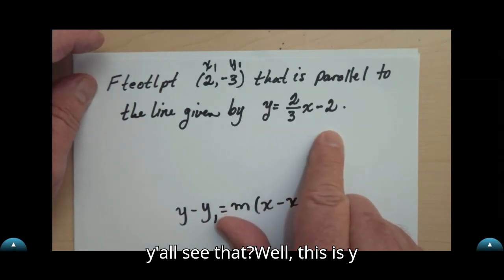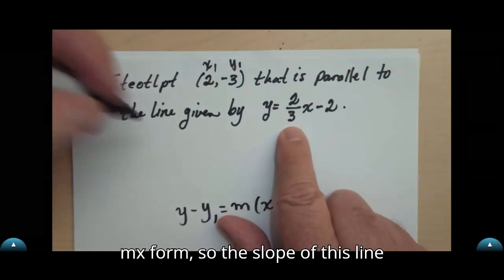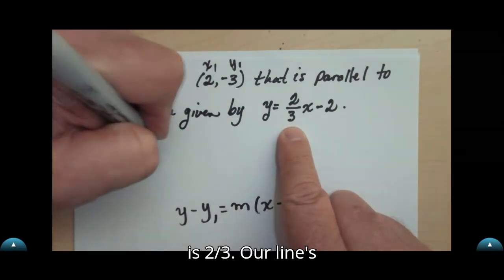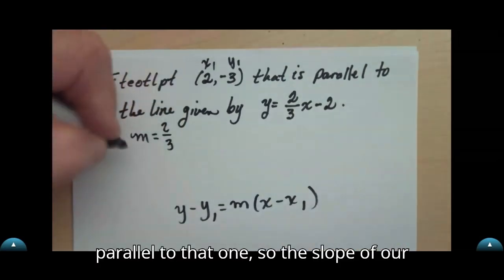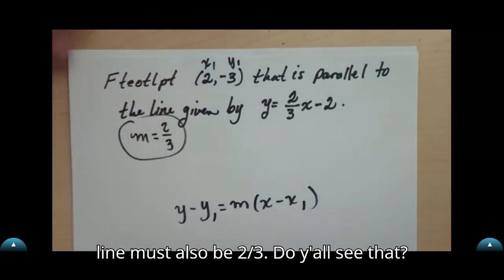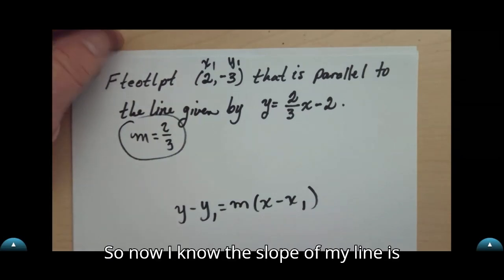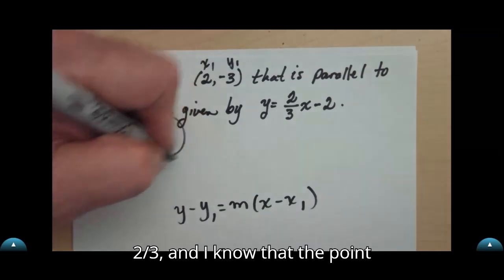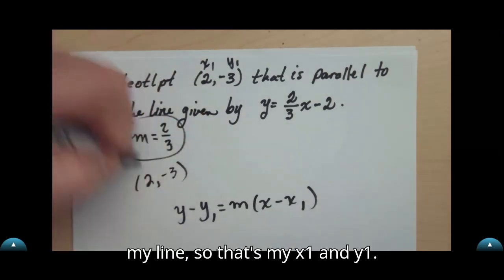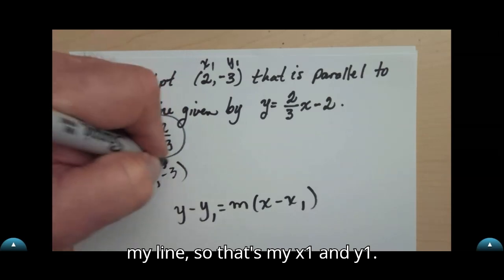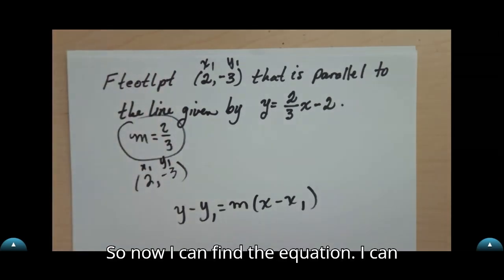Well, this is y equal mx plus b form. So the slope of this line is 2/3. Our line's parallel to that one, so the slope of our line must also be 2/3. Do y'all see that? So now I know the slope of my line is 2/3, and I know that the point (2, -3) is a point on my line, so that's my x1 and y1. So now I can find the equation.